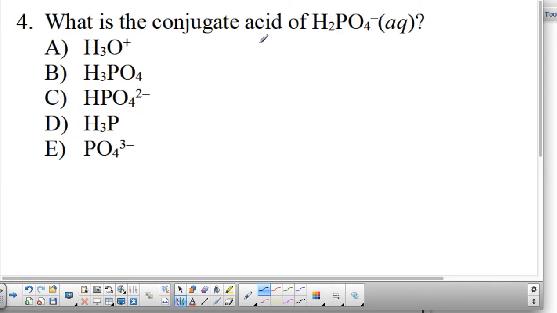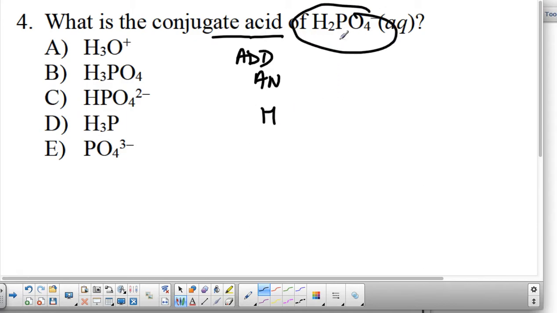Next one. What is a conjugate acid? To get a conjugate acid, you add an H. To get a conjugate base, you take an H. So if I take H2PO4 minus, if I tack an H on there, I'm going to get H3PO4 with no minus charge because the H will cancel it out. The correct answer for that one would be B.